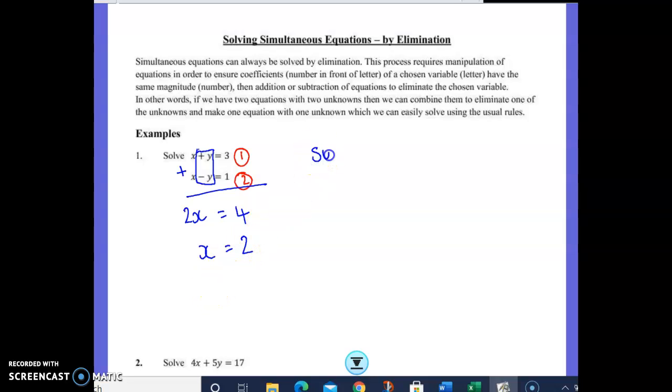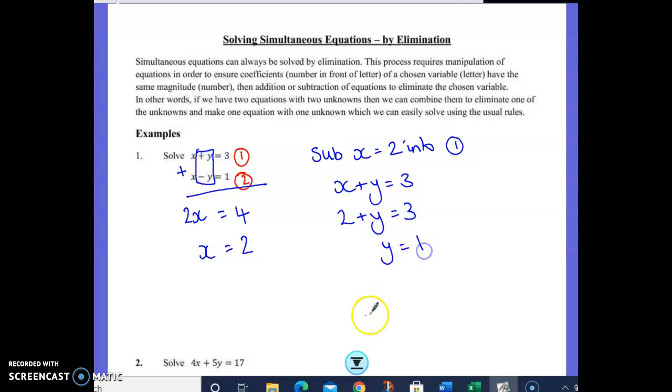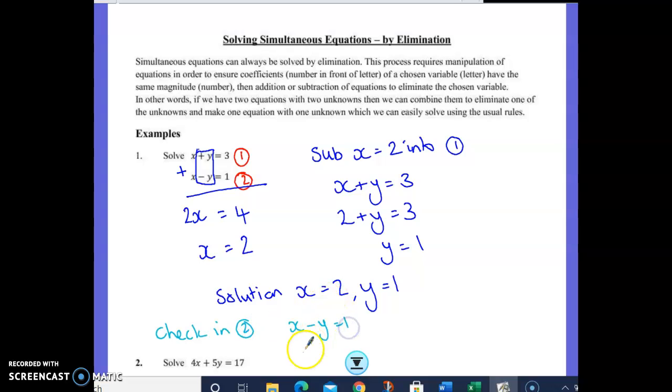Once I've got my x is 2, no different from what we've been doing before, I'm going to sub that back in. I'm going to sub it into equation 1. So x plus y equals 3, x is 2, 2 plus y is 3, so y is 1. It's my solution: x equals 2, y equals 1. And I can always do a check in equation 2. Equation 2 is x minus y equals 1. x is 2 minus y is 1, which is 1. So that works out perfectly.